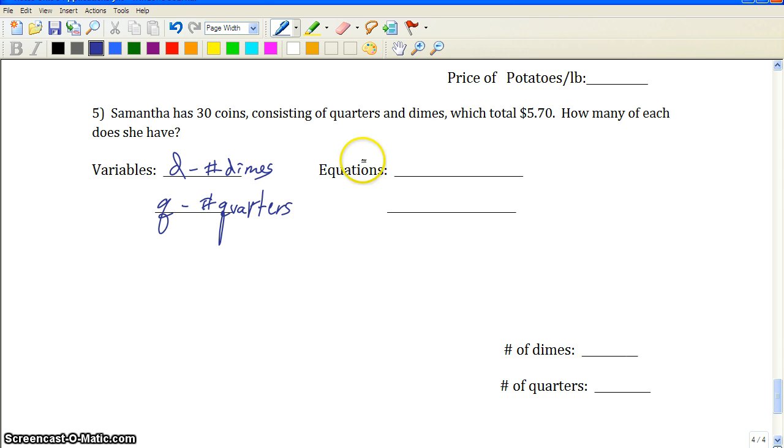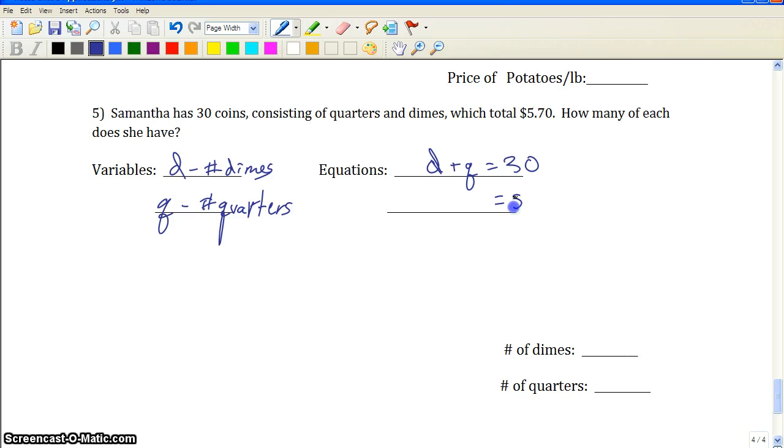And equations. So first, look for totals. We have 30 coins total. So the D plus Q is going to be 30. And by the way, guys, this one's going to be pretty similar to the one we did in class. So you should really reference your notes as you struggle with this as well, if you need to.